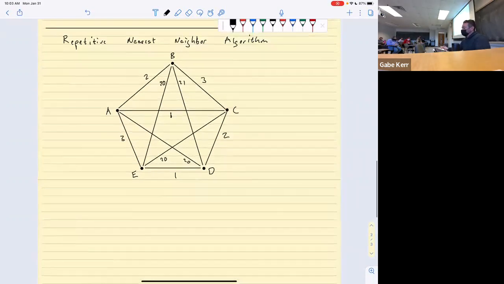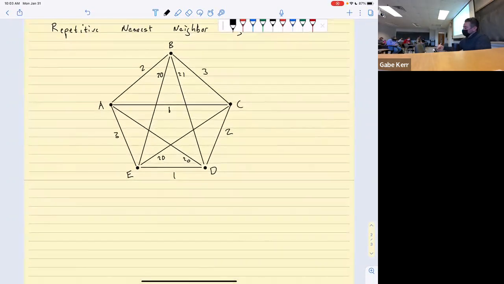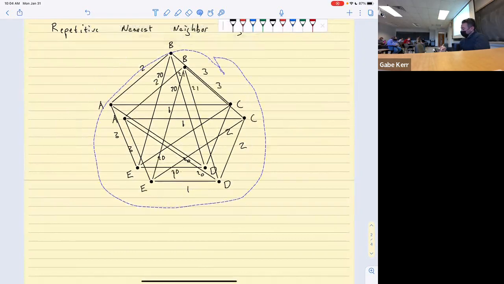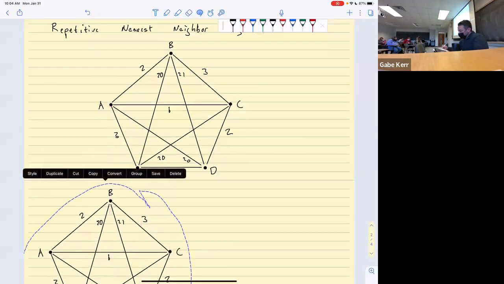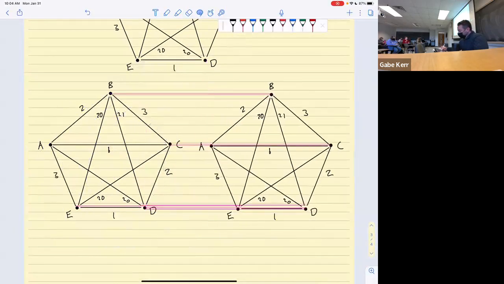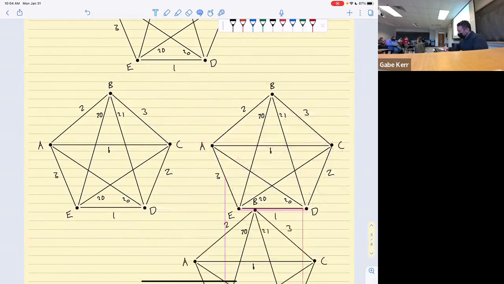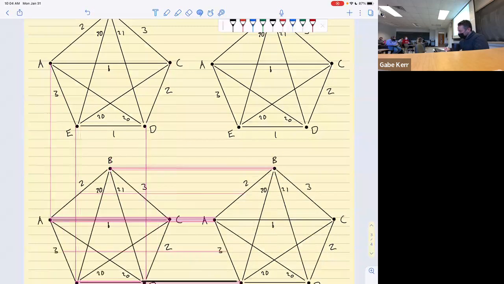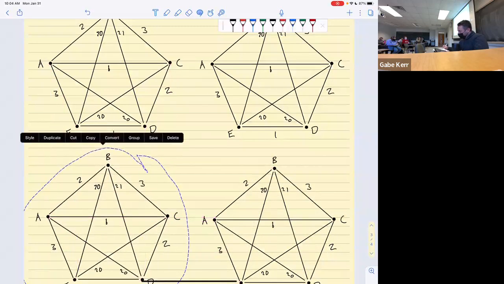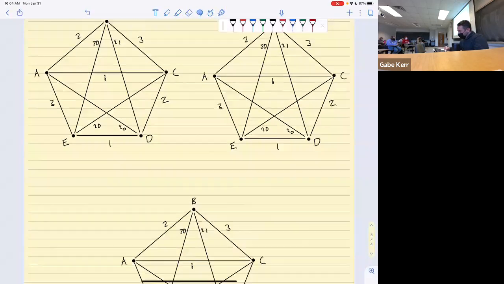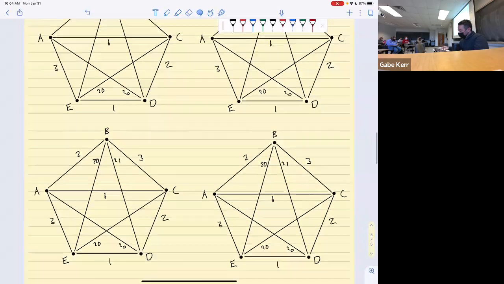So we're going to do the repetitive nearest neighbor algorithm with this graph. And as you can see, if we're going to do that, what we need to do is the nearest neighbor algorithm, but we need to do it 5 times. So it's going to be a lot of fun. Ton of fun making this problem and even more fun doing it. All right, let's take a look.